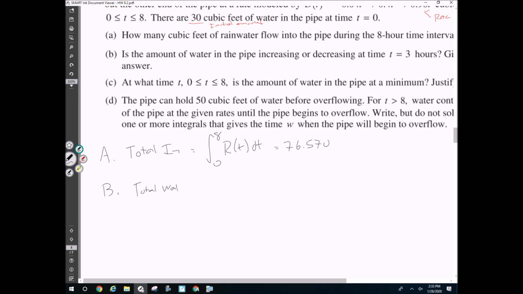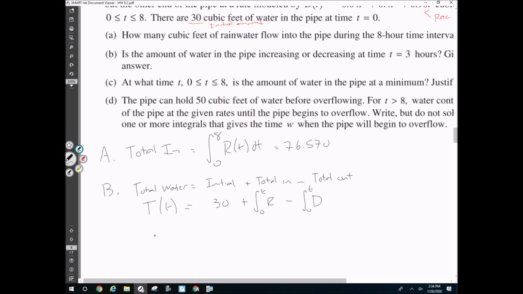water in the pipe will be equal to my initial amount plus my total in minus my total out. My initial amount was 30. My total in is going to be an integral from 0 to t of my rate in, R. My total out would be an integral from 0 to t of my rate out, D. I'm going to call this T of t.